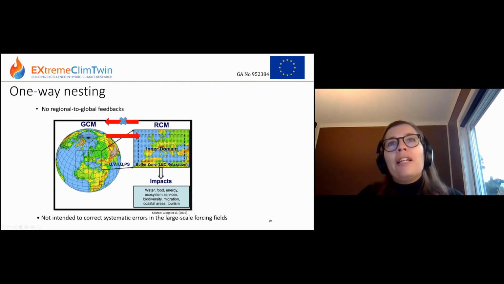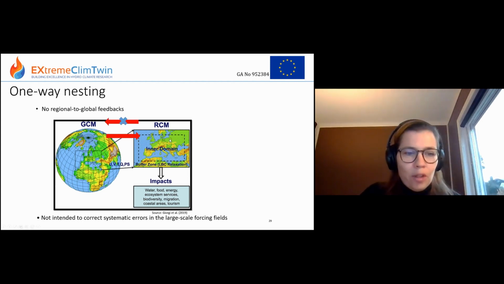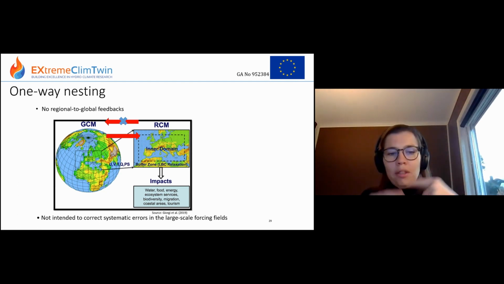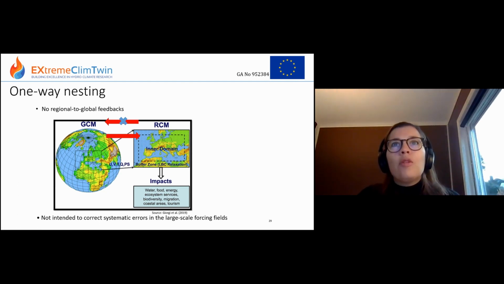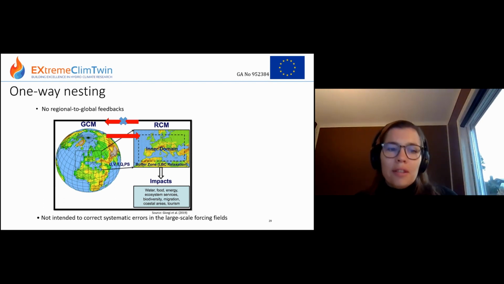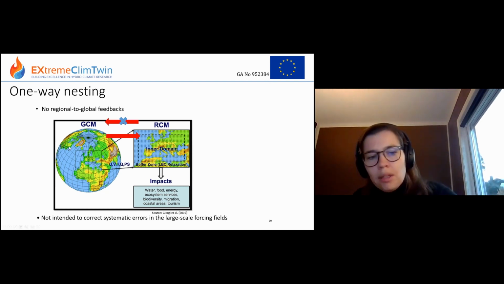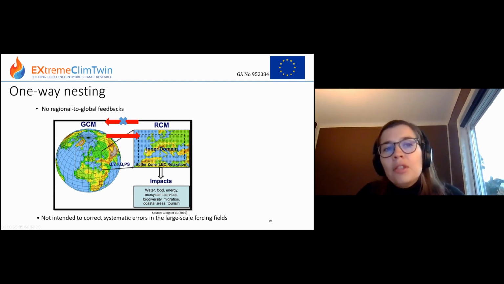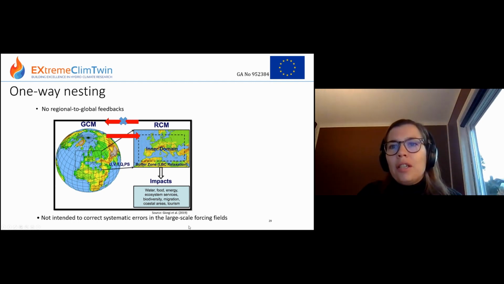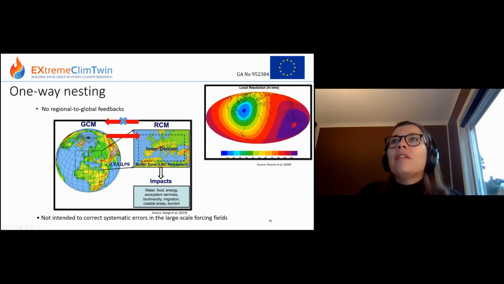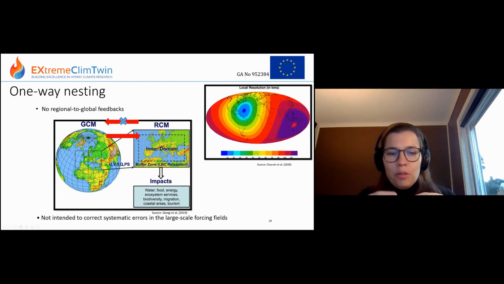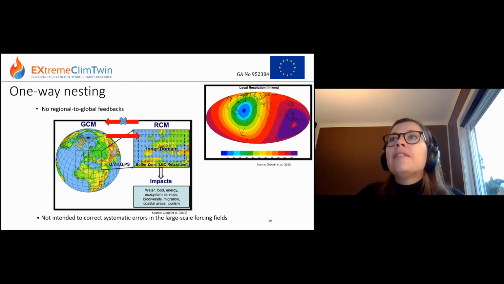However, you don't have this feedback. The regional climate model is not giving back information to the global climate model, because you could imagine that you could have this response, this exchange of information between the two models. But I guess that would be very computationally expensive, and that's something that's unfortunately not in the model. So you only have the large scale information coming into the local scale in the regional climate model. So it's not intended to correct systematic errors in the large scale forcing fields, basically. And that's why some people prefer using this stretch grid, because you have this interaction between the local scale and the large scale.